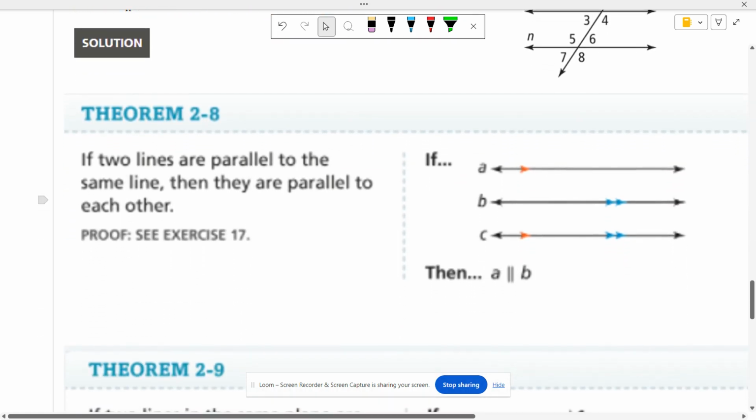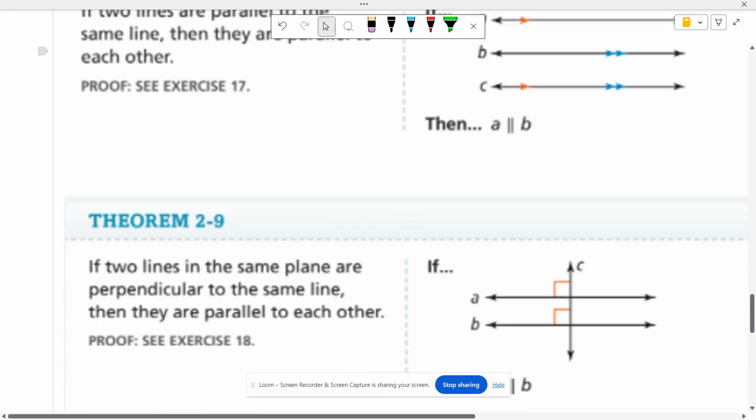Now, the next one says, if 2 lines are parallel to a third line, then all 3 lines are parallel to each other. So if this is parallel to this and this is parallel to this, then all 3 lines are parallel to each other. It's like the transitive property. If A is congruent to B and B is congruent to C, then A is congruent to C. So it's basically the transitive property of parallel lines. If A is parallel to B and B is parallel to C, then A is parallel to C, so all 3 are parallel to each other.